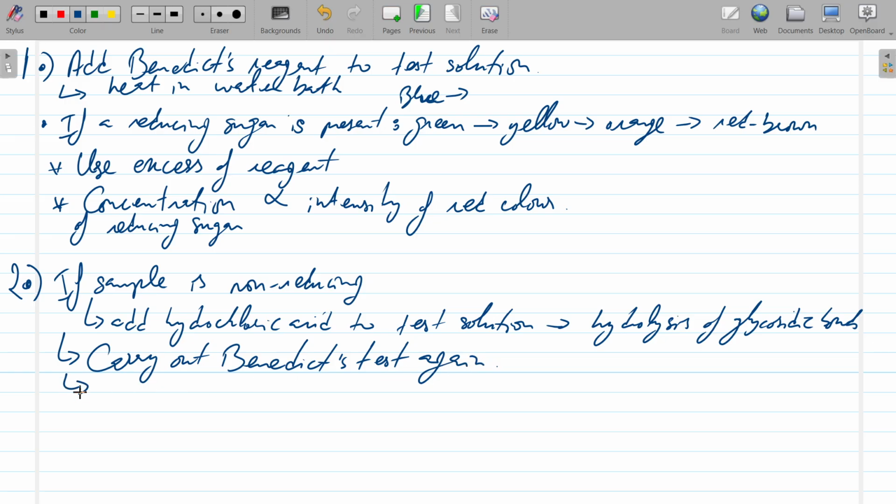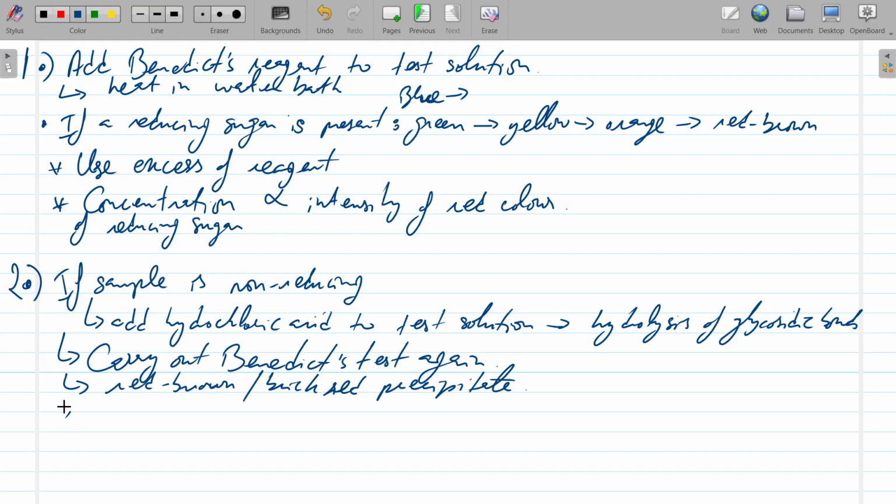And hopefully, this time we'll get a red brown or a brick red precipitate, right? Which means whatever we had was either sucrose or a polysaccharide that has been broken down into its monomer units.